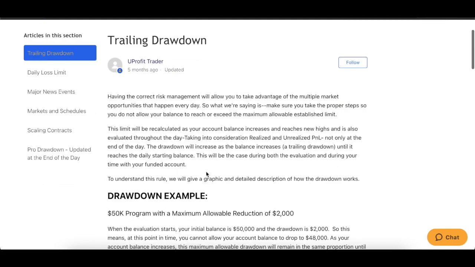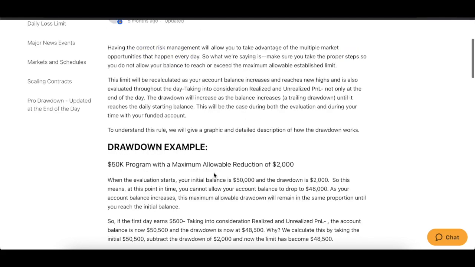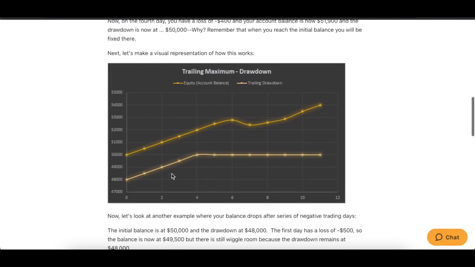Trailing drawdown. Honestly, I would say, again, I don't really want to read through it all. It works the same as most programs. It trails up to your starting balance, and then from there, so this is like a 50K account, after that point, you're off and running, and anything you make is up and above the trailing drawdown. So there you go. It doesn't trail indefinitely.